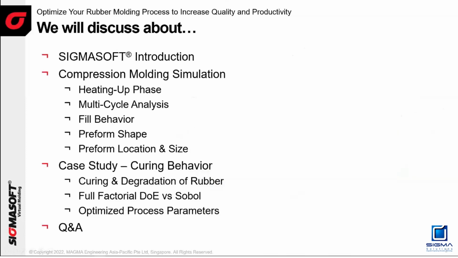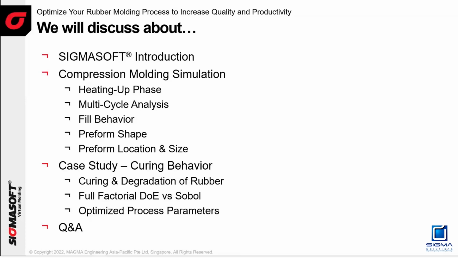At first, I'm going to give a brief introduction to SIGMASOFT, followed by a compression molding simulation. In this, we will discuss the heating up phase, multi-cycle analysis, fill behavior, preform shape, location, and size. In the second portion of this presentation, we have a case study on curing behavior. We are going to optimize the curing behavior of the rubber, and we will see what full factorial DOE and the Sobol method are, and how we optimize the process parameters for this rubber product. After that, if we have time, we will take some questions.